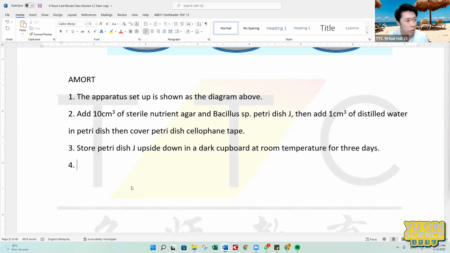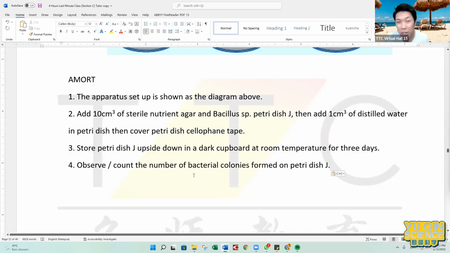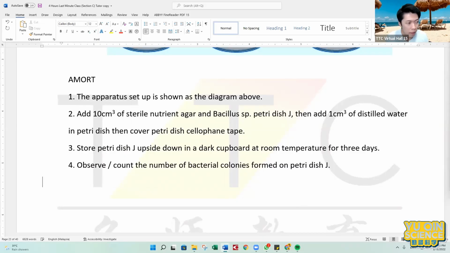Okay, number 4, I'm going to talk about the next one. I'm going to talk about O. O stands for observation. So I'm going to say, I observe and see how many black dots, or see how much growth, or count the number of bacterial colonies. That will be your number 4, observation. Or I should say responding variable also. Observe and count the number of bacterial colonies formed on petri dish J.